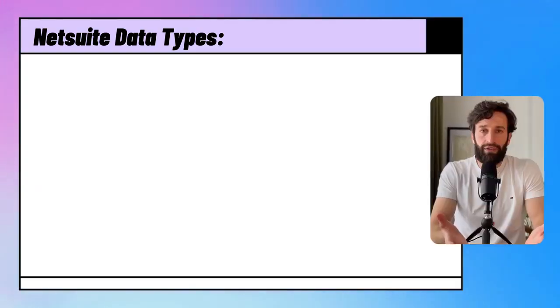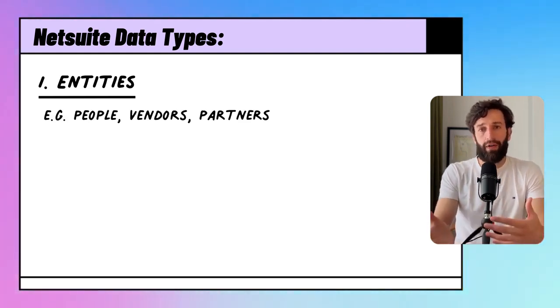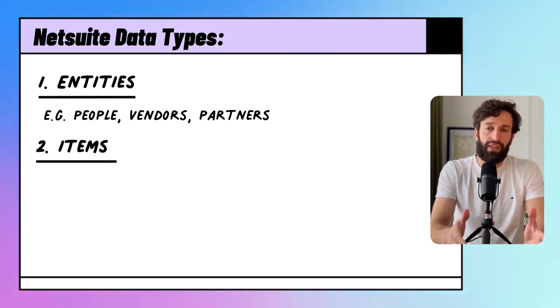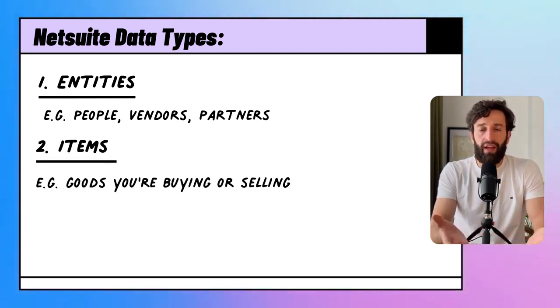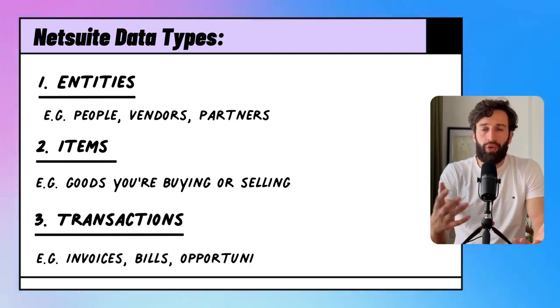You can store pretty much any type of data in NetSuite, and that data is categorized into 3 different data types. First, you have entities, which allows you to store things like people, vendors, partners, employees. The second data type is items, which allows you to store things like the goods that you're buying or selling. The third data type is transactions, which stores things like invoices, bills, opportunities, and so on.